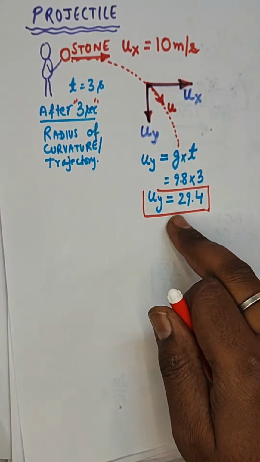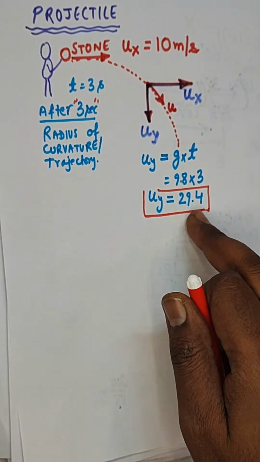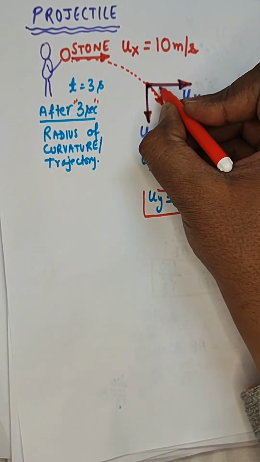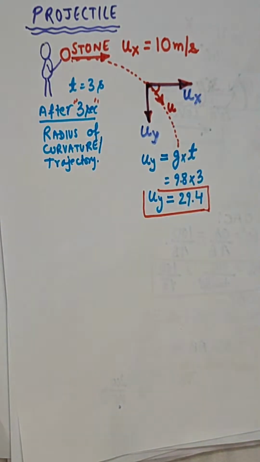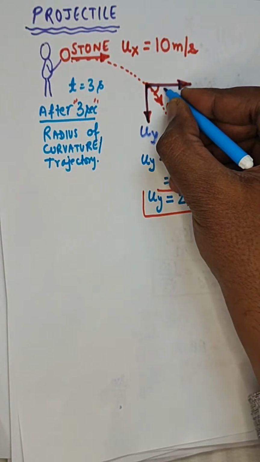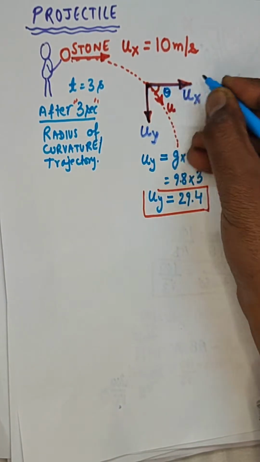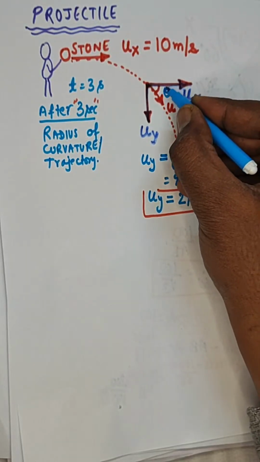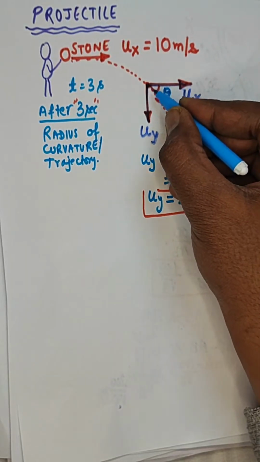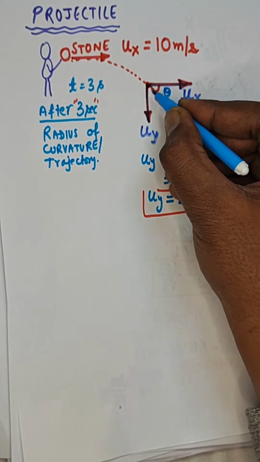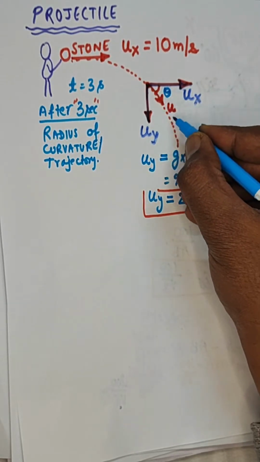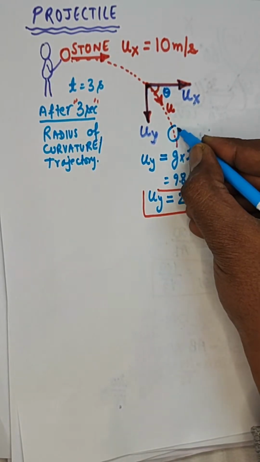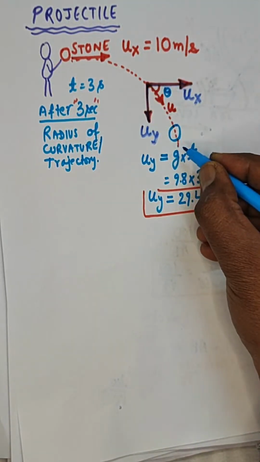Now, let us say this angle is theta. The horizontal component forms an angle of theta with the velocity direction of the trajectory, where the stone is going. The stone is going like this, following this trajectory.